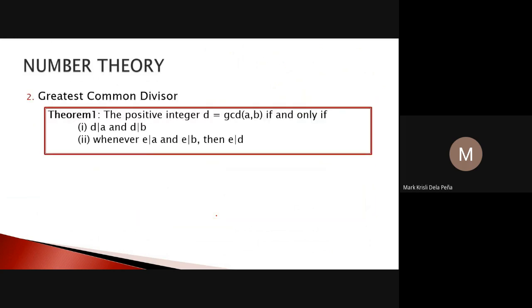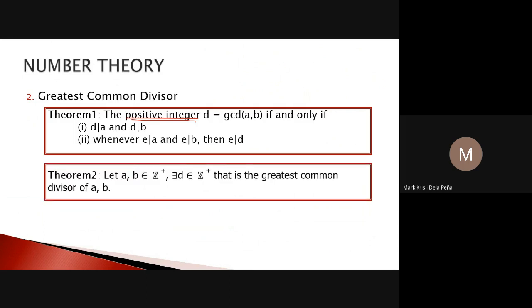Next is the GCD, or the greatest common divisor. Now, if you have two positive integers, we can find the common divisor among the two. For all numbers, there's always a common divisor. It could be 2, 3, or even 1. If the common divisor is 1, we have another term for that, which will be discussed later on. Okay, another theorem.